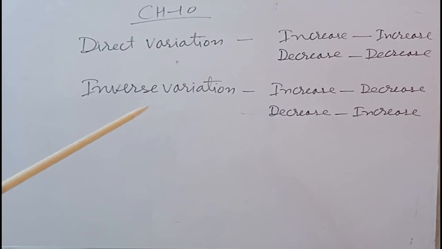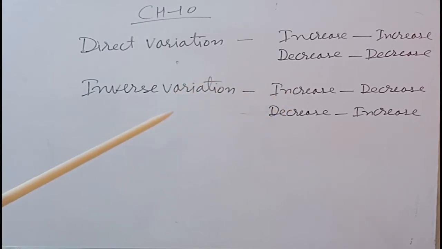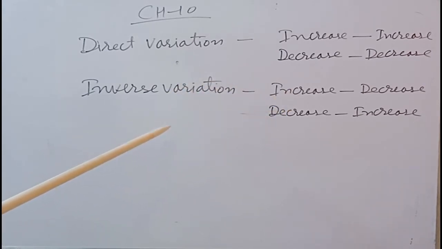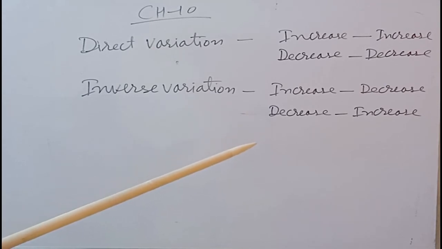What is inverse variation? Two quantities are said to vary inversely if an increase in one quantity causes a decrease in the other quantity, or a decrease in one quantity causes an increase in the second quantity. So, with the help of this explanation, we will try to do the sums of this exercise, which is based on direct variations and inverse variations.